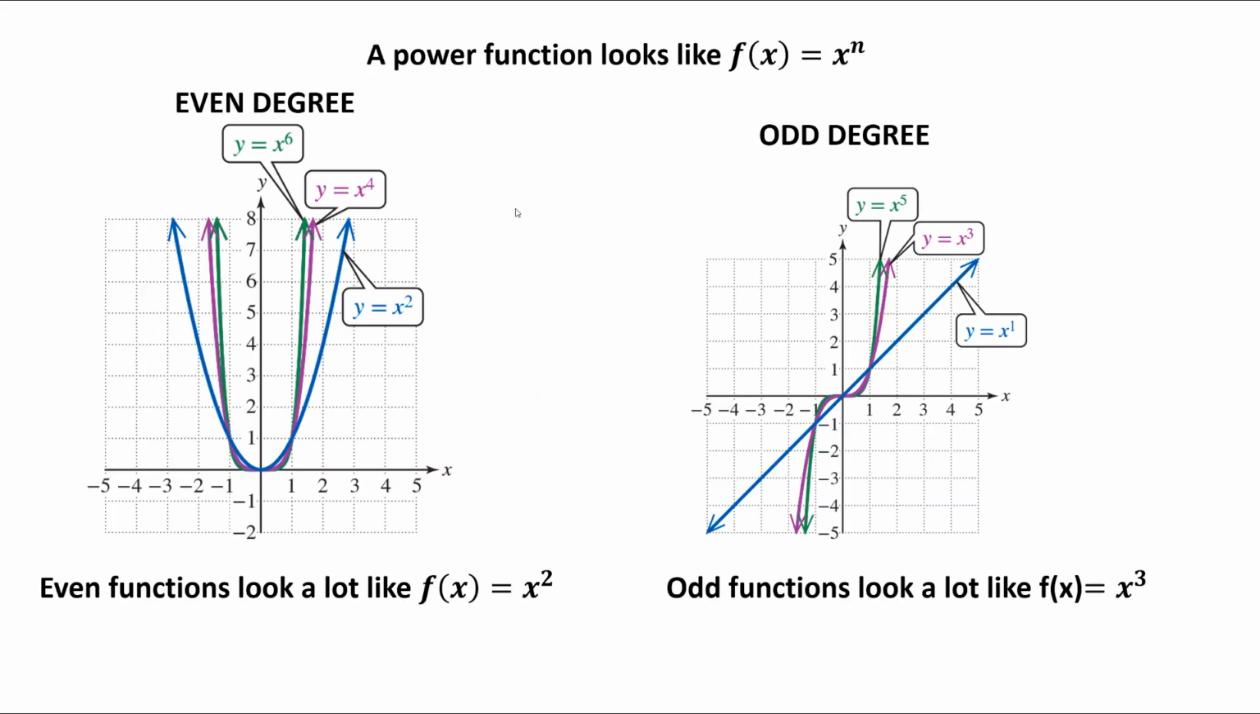A power function looks like f of x equals x to the n. That's all there is to that function, just x to some power. This kind of function is called a power function, and the even ones look like a parabola, the odd ones look like a cubic, and that's all you need to know about a power function.